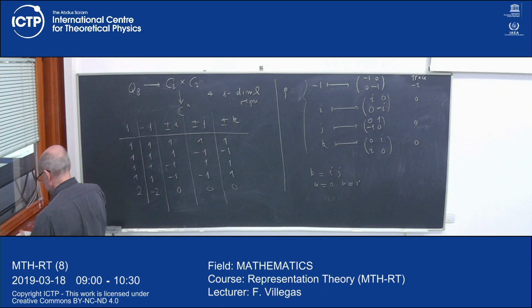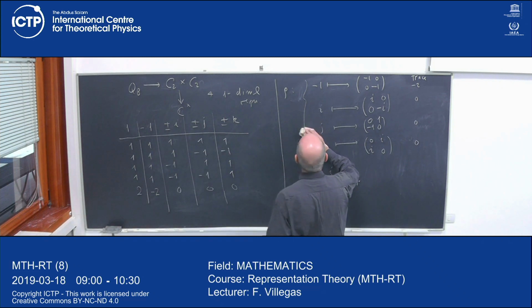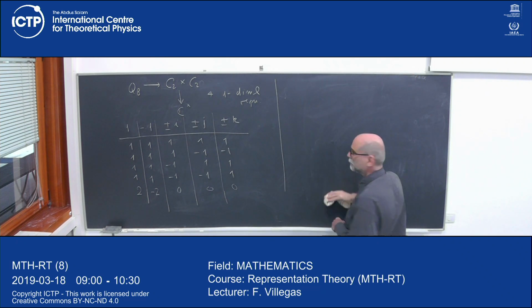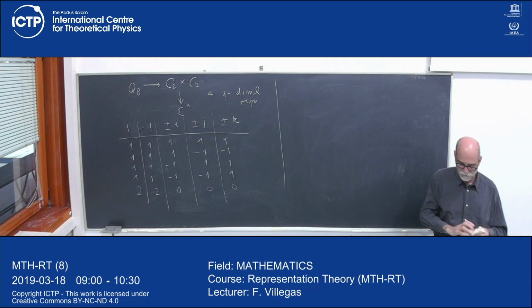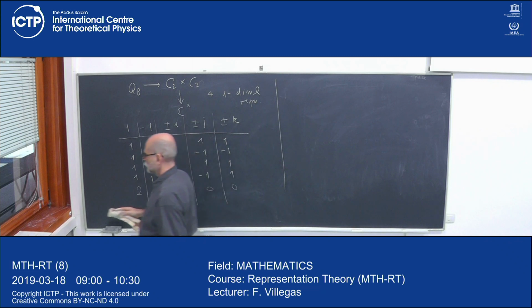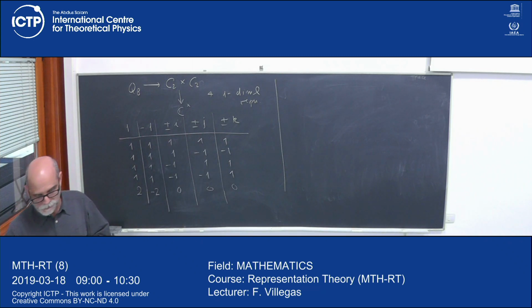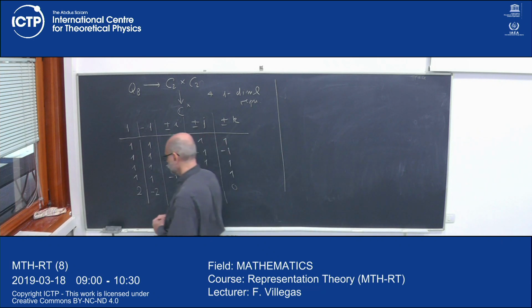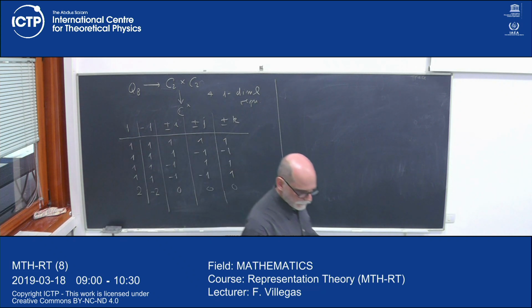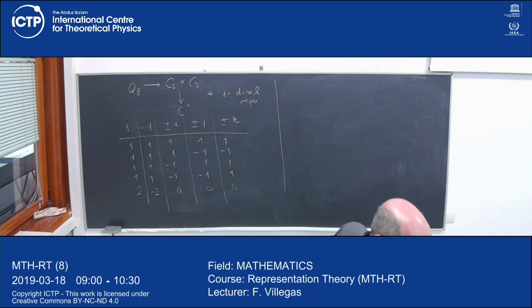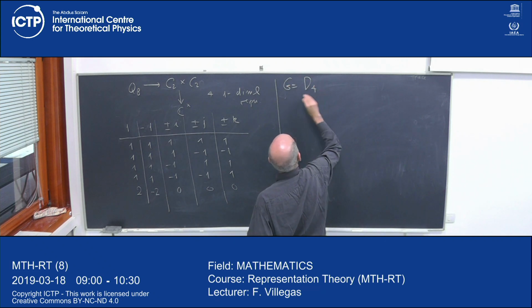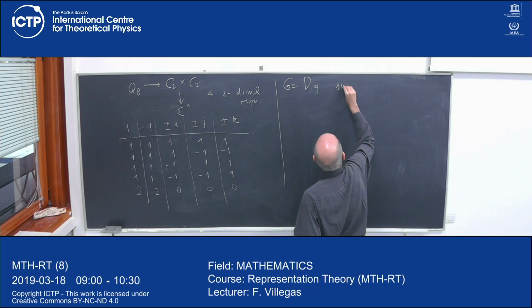Let me make another comment while we're at it. This is a group of order 8. What other groups of order 8 do you know? We have the symmetry of a square. We have also the abelian ones, so let's just consider the dihedral one. So let's look at this group. These are symmetries of the square.